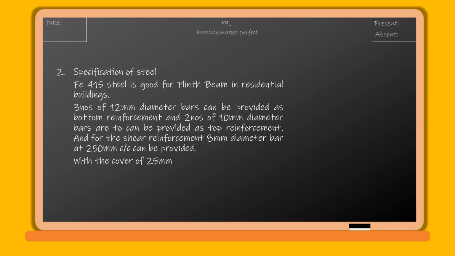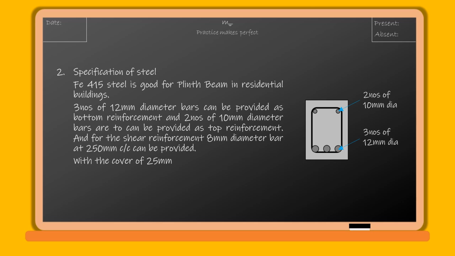Fe 415 steel is the acceptable grade of steel, which is good for plinth beam in residential buildings. 3 numbers of 12 mm diameter bars can be provided as bottom reinforcement, and 2 numbers of 10 mm diameter bars can be provided as top reinforcement. And for the shear reinforcement, 8 mm diameter bar at 250 mm center.